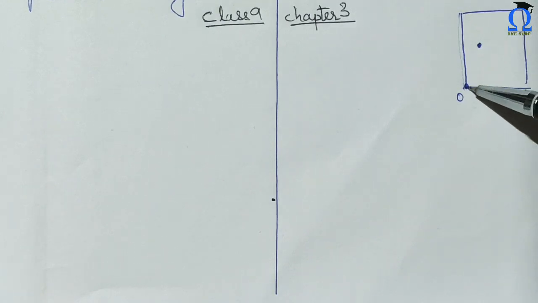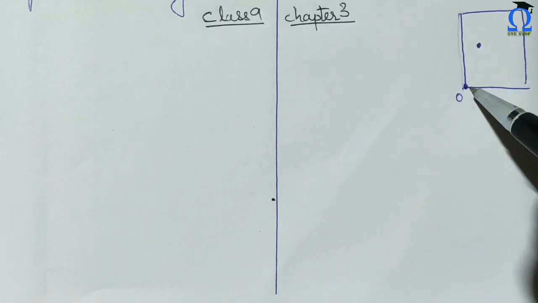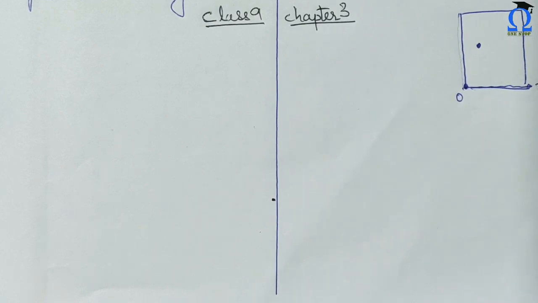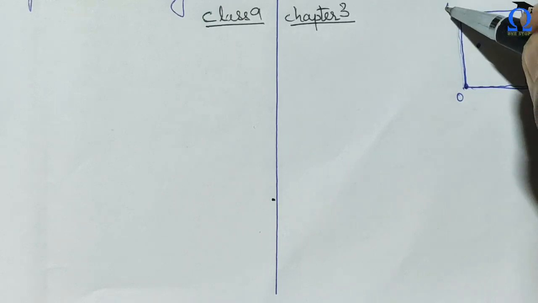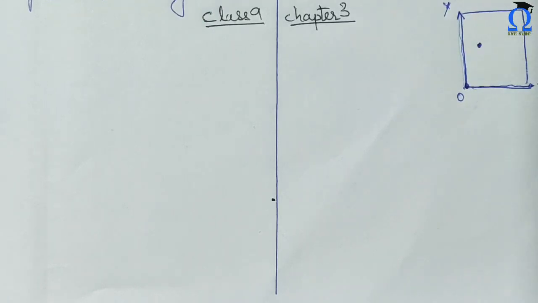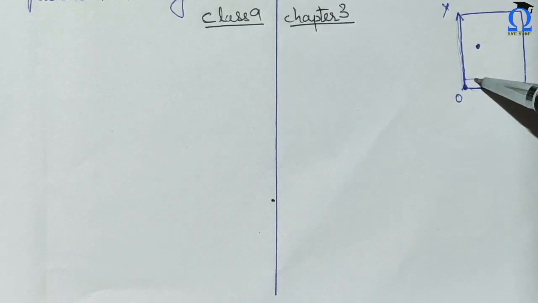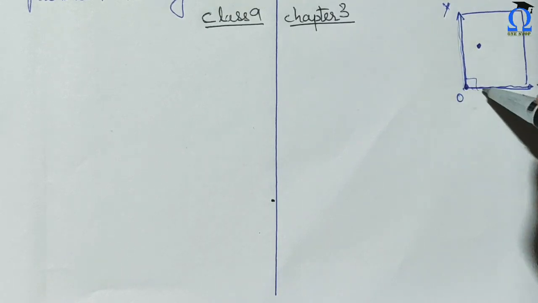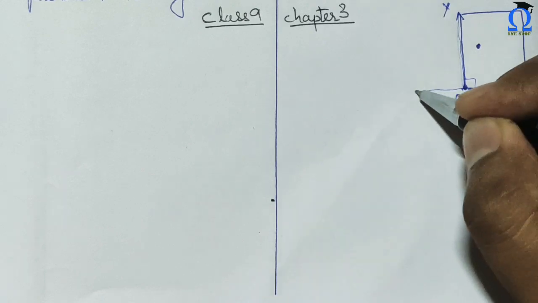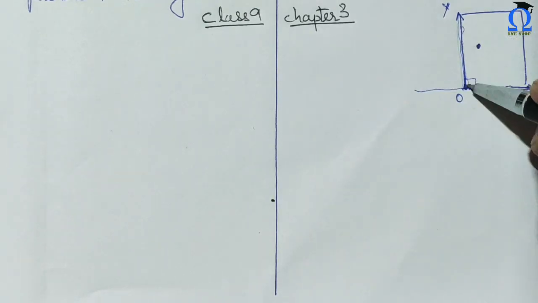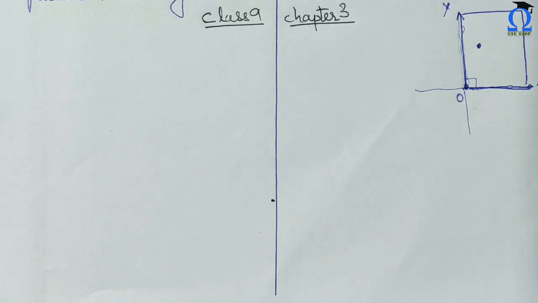So first of all, this is the origin, and if this is the origin, then this will be x, and this will be y. We know x and y are number lines, perpendicular to each other. Since these are number lines, this is the positive side and this will be the negative side, and this is the positive side, so this will be the negative side. Understood? Since it is a number line.